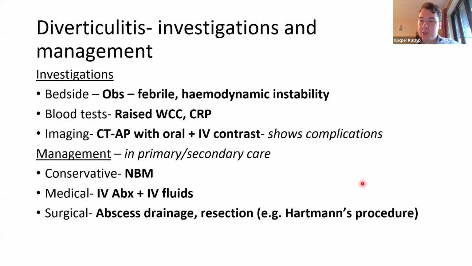Now, in terms of management, if it's suspected, you can start by keeping them nil by mouth. You will want to give them IV antibiotics and IV fluid if it's actually diverticulitis. And especially if they have those complications we've mentioned earlier, they may need surgery. They may need an abscess to be drained, or they may need bowel resection if it's really bad. And we will cover what that procedure is in a few slides.